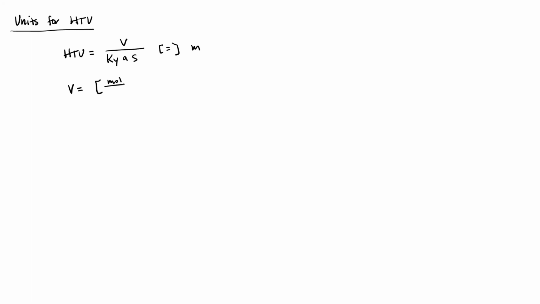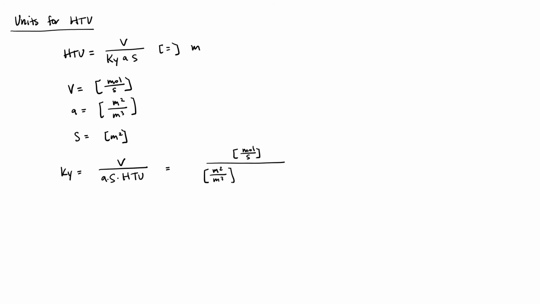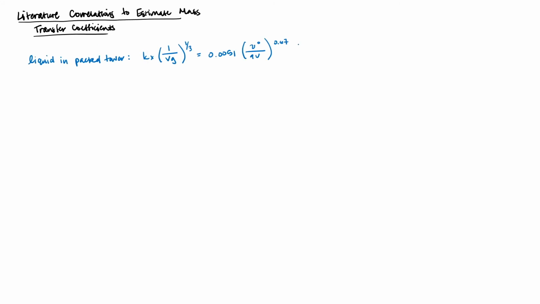Here, V is the overall gas flow rate with units of moles per second. A is the interfacial area per volume and has units of meters squared per meters cubed, and S, the cross-sectional area, has units of meters squared. Performing a dimensional analysis, you can determine that the units of KY are moles per meter squared times seconds. The overall mass transfer coefficient can also be found using literature data.